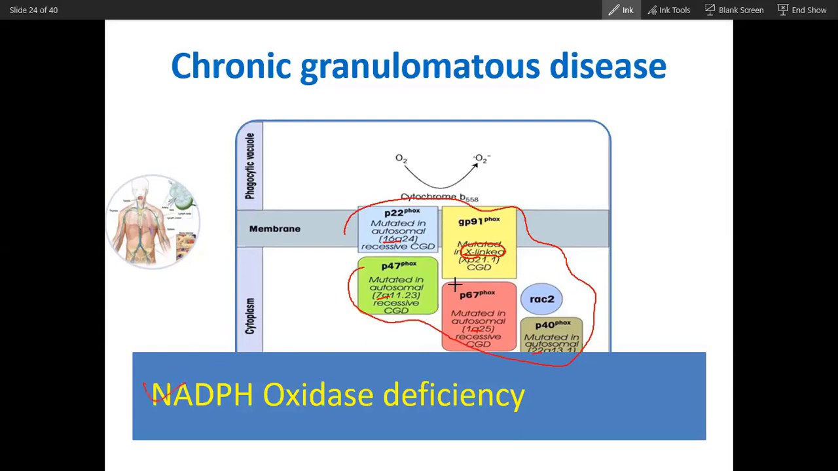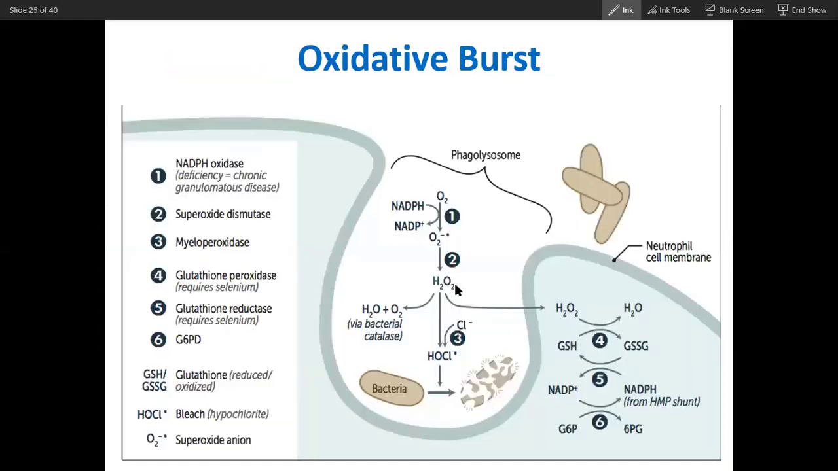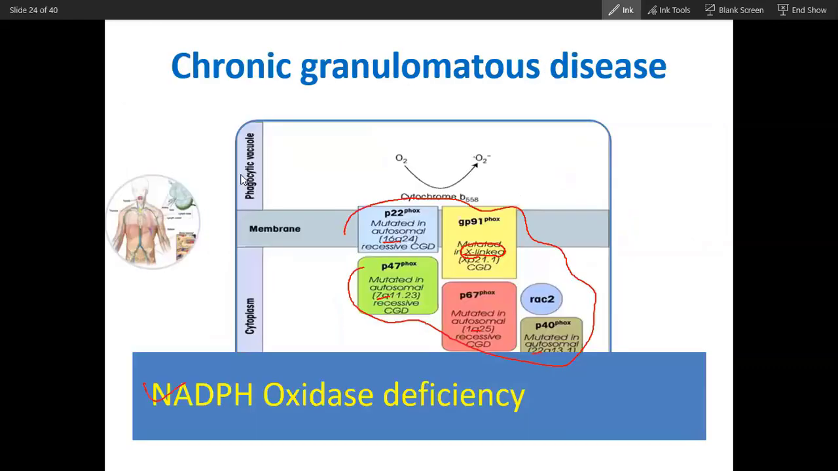So now let's see what will happen. Let's first talk about the oxidative burst. What is the oxidative burst? I have already explained, so you can see the stages of the oxidative burst. I have taken this picture from your Step 1 First Aid. You can see the first step of this is NADPH oxidase. This is the enzyme. It is present in the membrane, though it is shown here.